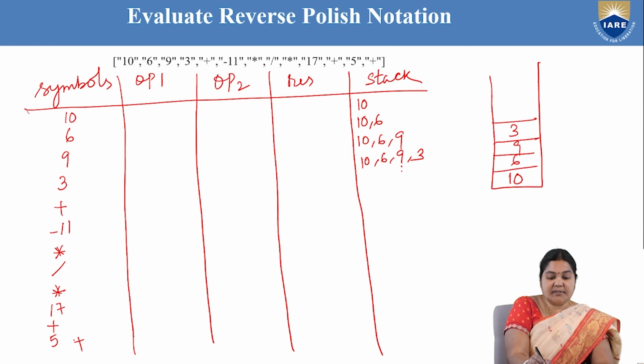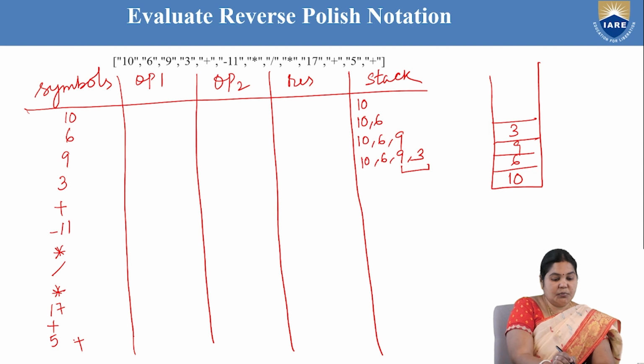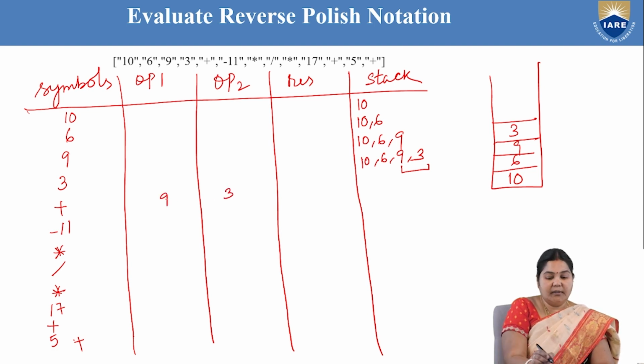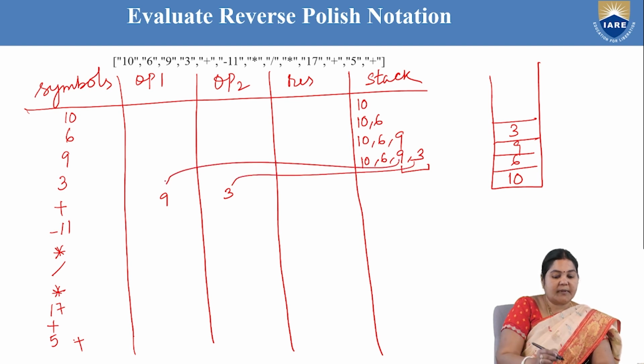So whenever there is a plus operator, the top two symbols we have to pop and keep in the operands, and then apply the plus operator and evaluate the result. So 3 comes here and 9 comes here. Now, after that, you have to apply the plus operator. 9 plus 3 becomes 12.